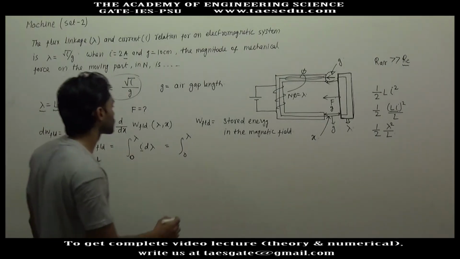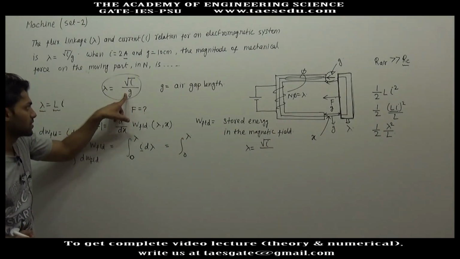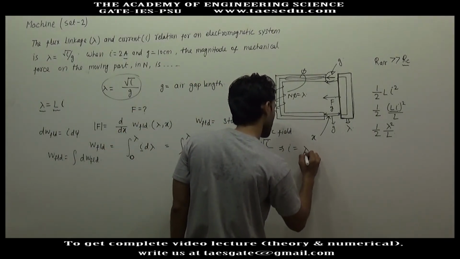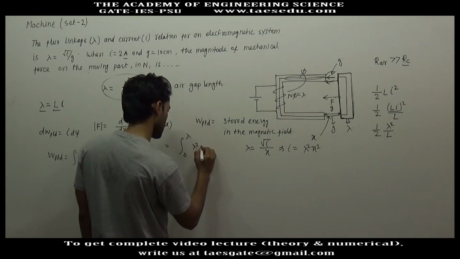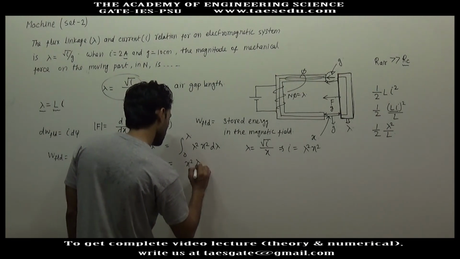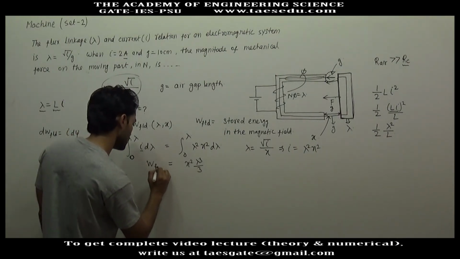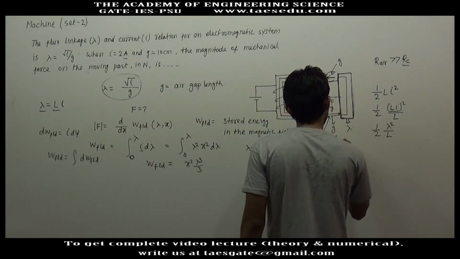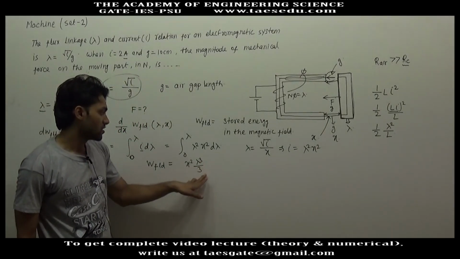What will be I? Lambda is equal to root I divided by the air gap length, which is variable, so I will write x instead of g. So I will be lambda squared x squared. So this will be lambda squared x squared d lambda. After integrating, we will get x squared lambda cubed divided by 3. So this is the total stored energy in the field when the air gap is x.